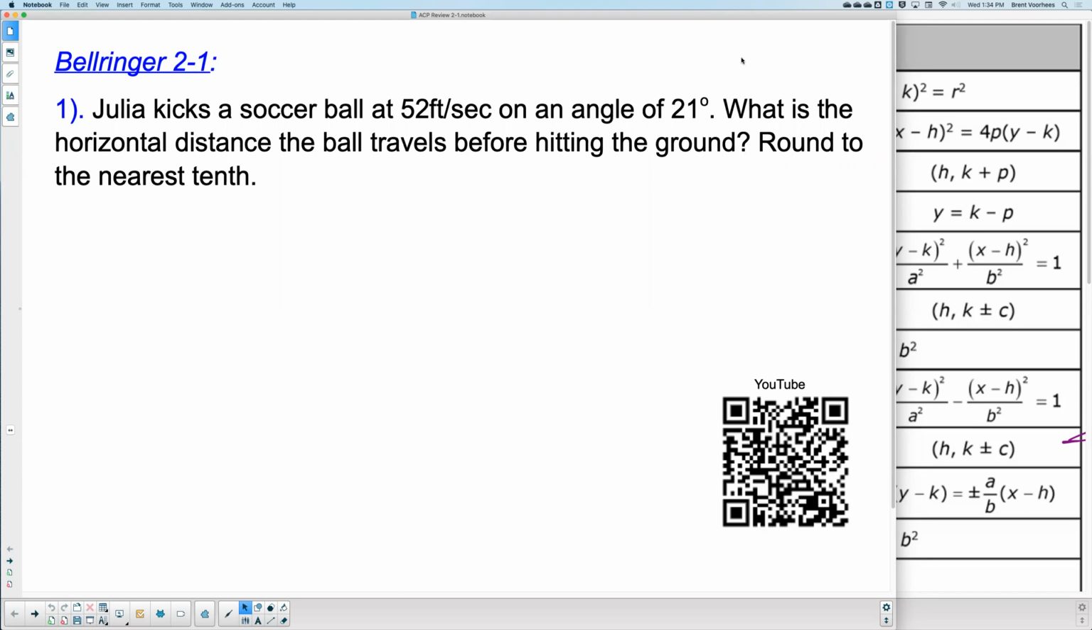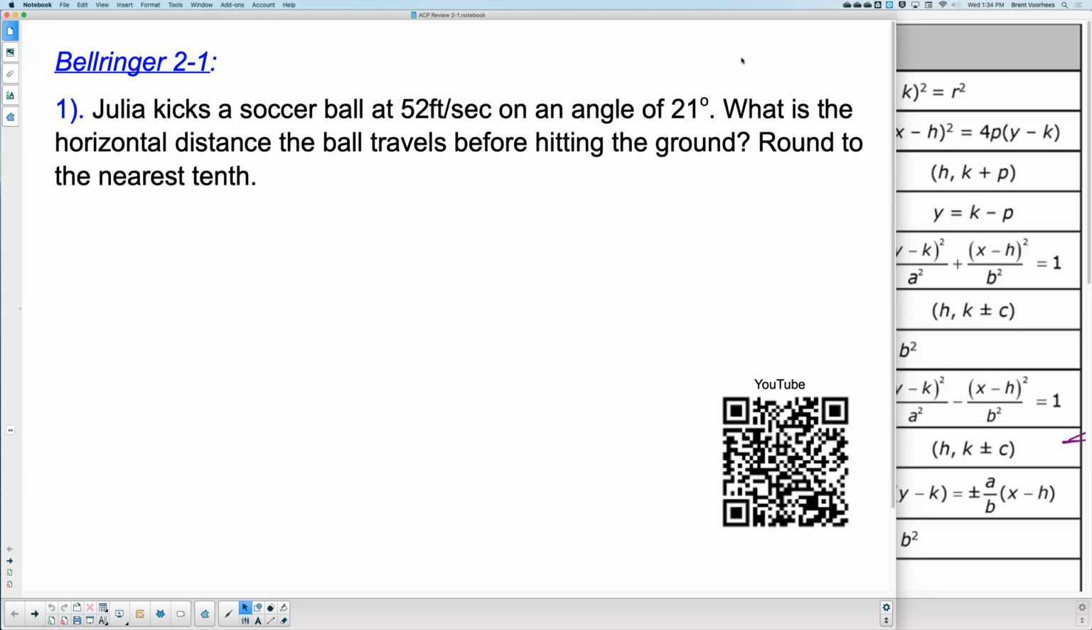So with that, I'm going to start on this one. This one's kind of like number 5. If you have white space near number 5, that's where I'd encourage you to write this down. It says this: Julia kicks a soccer ball at 52 feet per second on an angle of 21 degrees. What is the horizontal distance the ball travels before hitting the ground? Round to the nearest tenth.